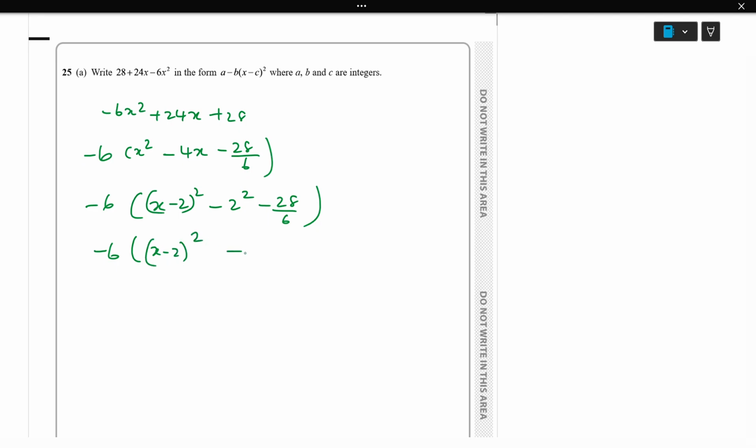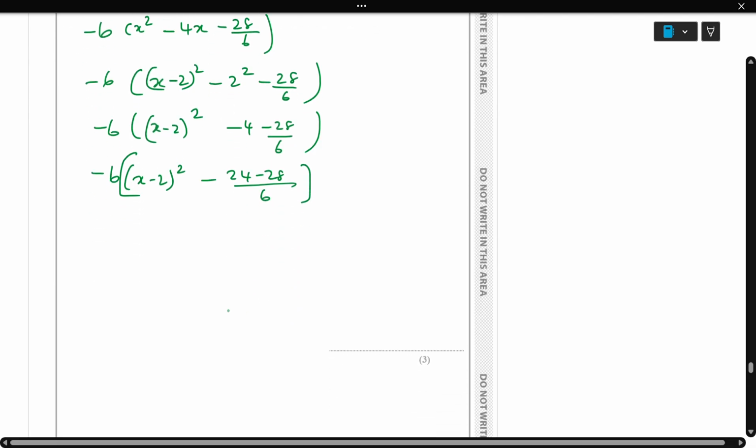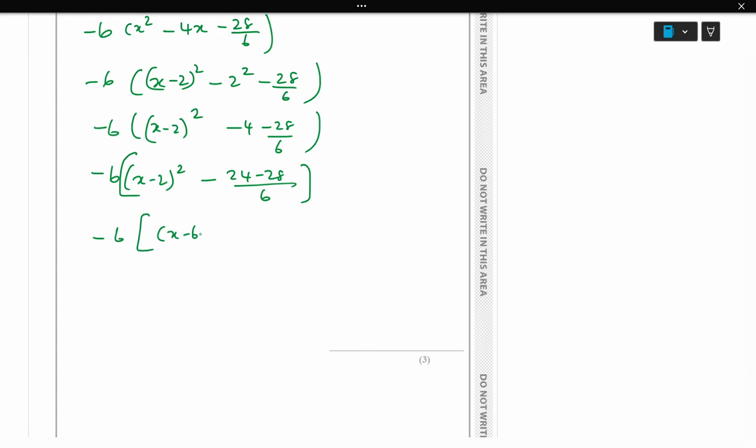This is minus 4 minus 28 over 6. So minus 6 x minus 2 whole square. And for this one take LCM, minus 24 minus 28 over 6, which is minus 6. I'll take it outside, x minus 6 whole square, and minus 52 over 6. Now I'll bring minus 6 inside, minus 6 x minus 6 whole square, minus of minus is plus, and 6 and 6 got cancelled, 52.